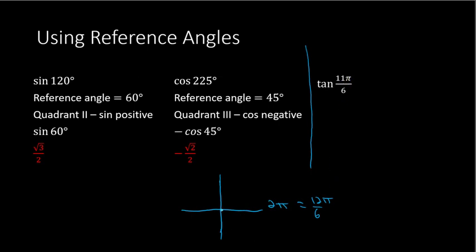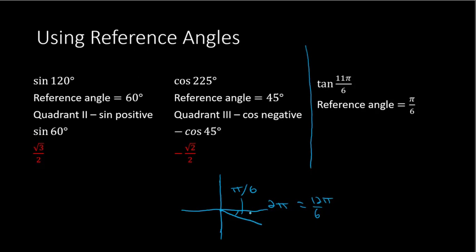So what I can do is realize that the angle is going to be really close to 1 complete revolution, but it's going to be 1 pi over 6 short, which would also give us our reference angle to be pi over 6. So the reference angle is pi over 6.